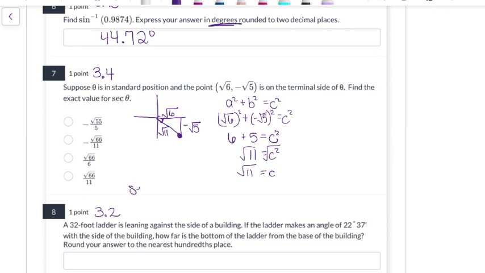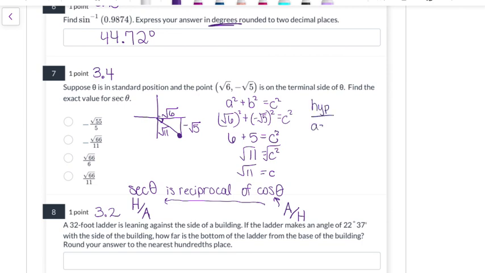Now, secant is the reciprocal of cosine theta. Cosine theta, remember, is adjacent over hypotenuse. So that must mean that secant is hypotenuse over adjacent. To find the answer here, my hypotenuse is square root of 11. My adjacent is right next to, so that's the x value. That's square root of 6.